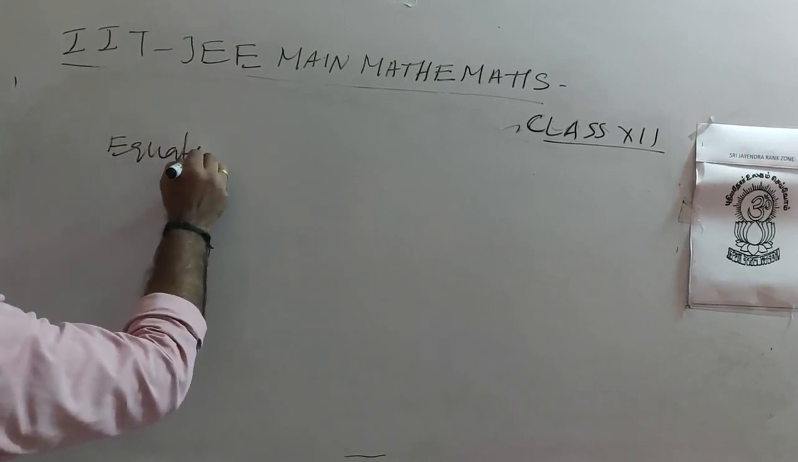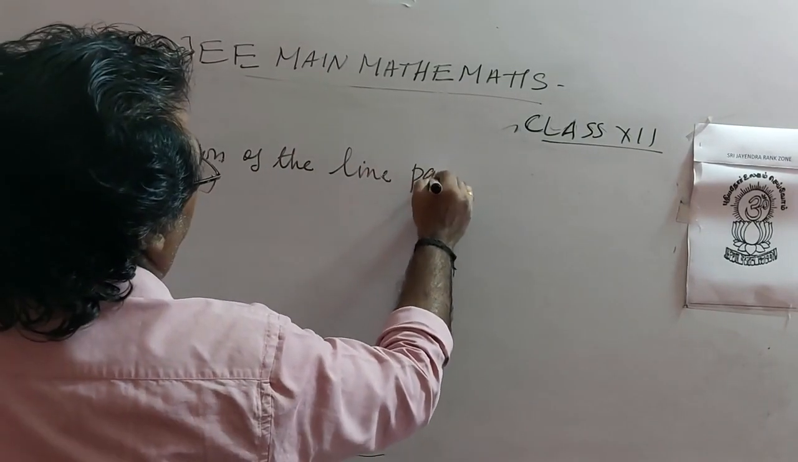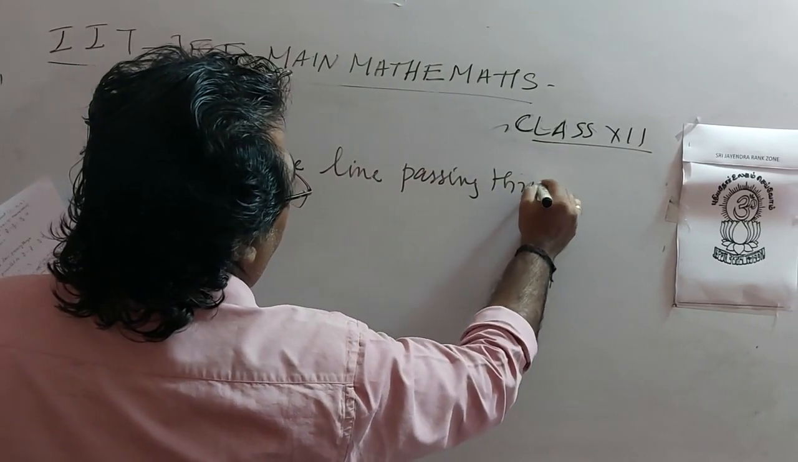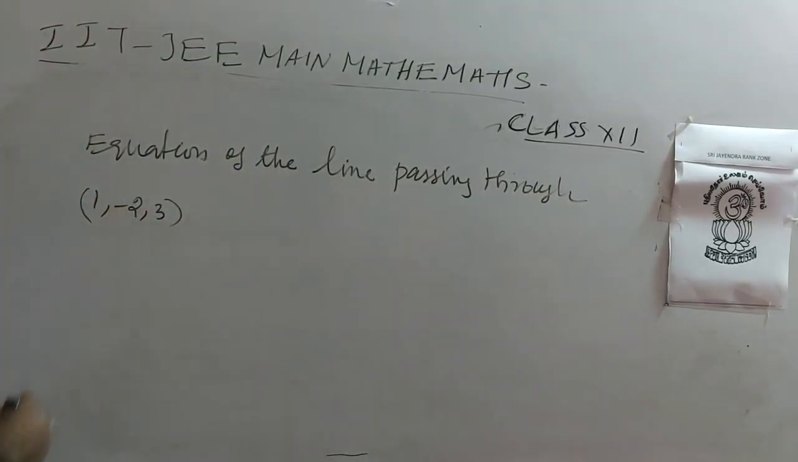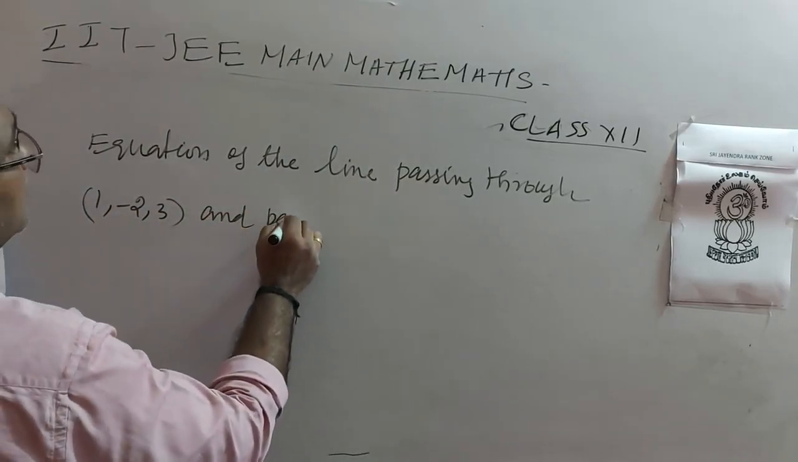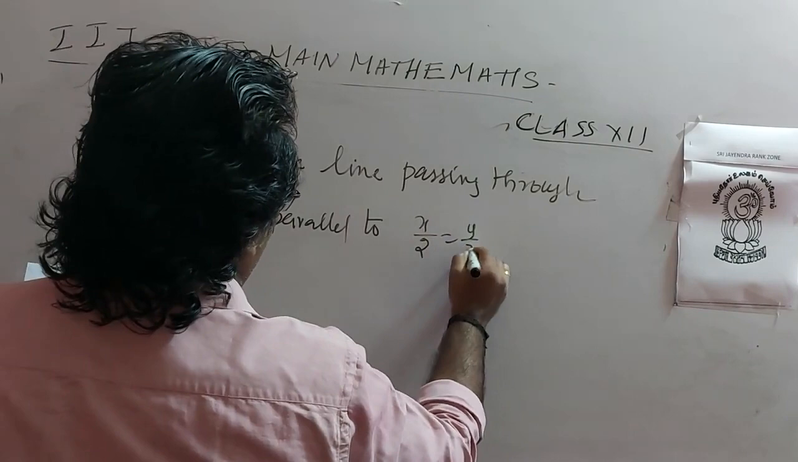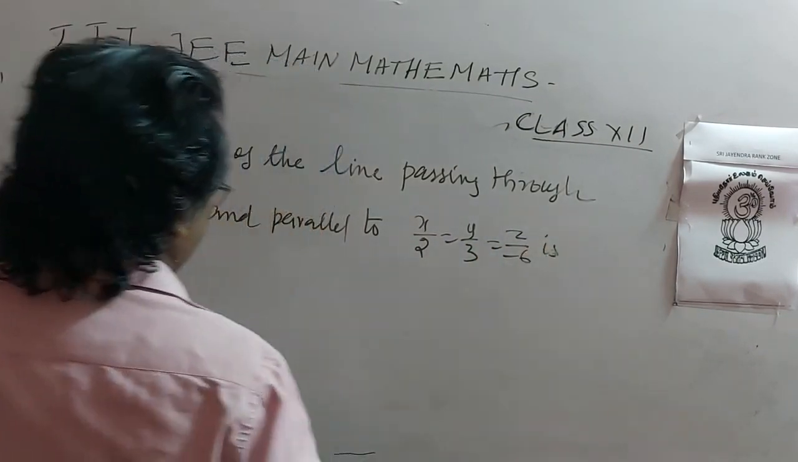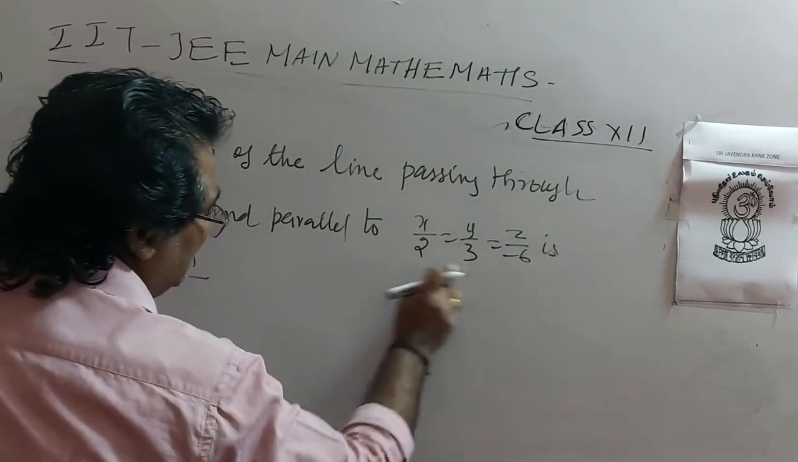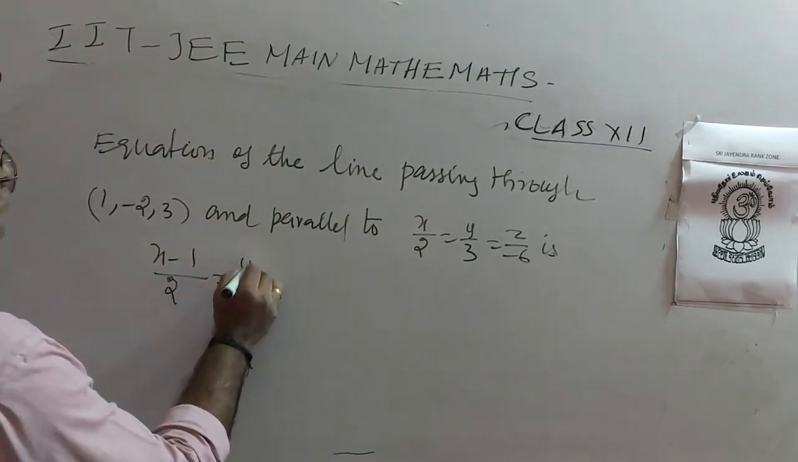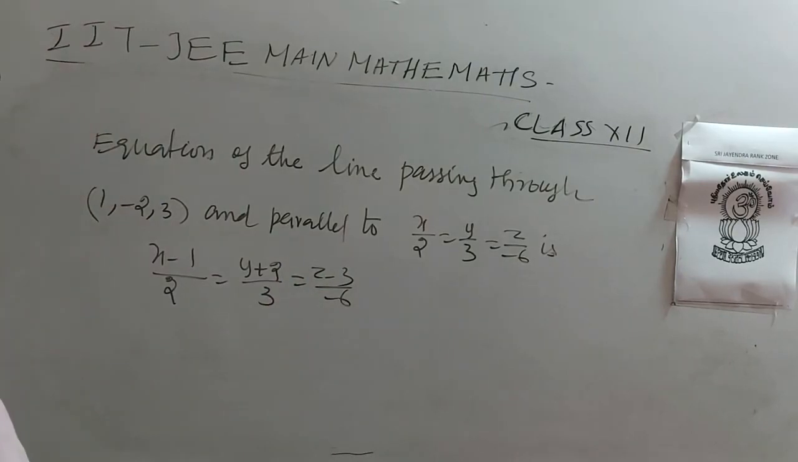Solution. Equation of the line passing through (1, minus 2, 3) and parallel to x by 2 equal to y by 3 equal to z by minus 6 is: x minus 1 by 2, y plus 2 by 3, z minus 3 by minus 6. This is a point, and this is the direction of the parallel vector.